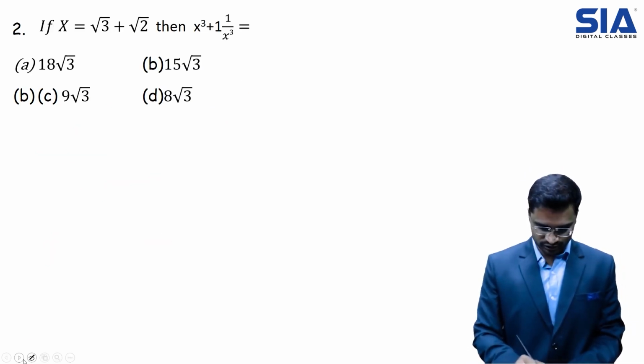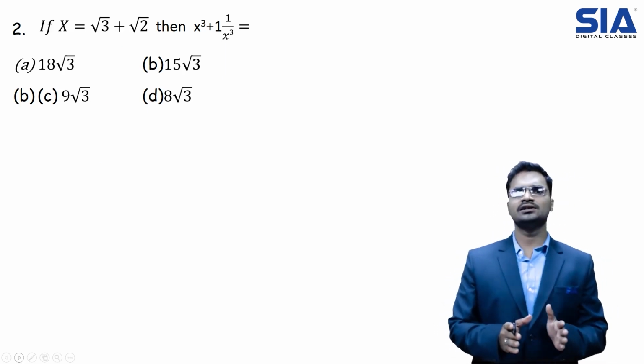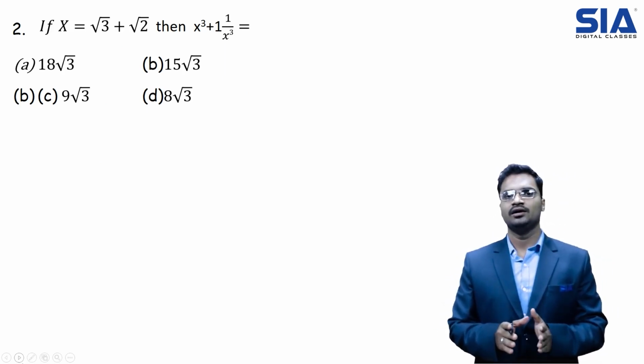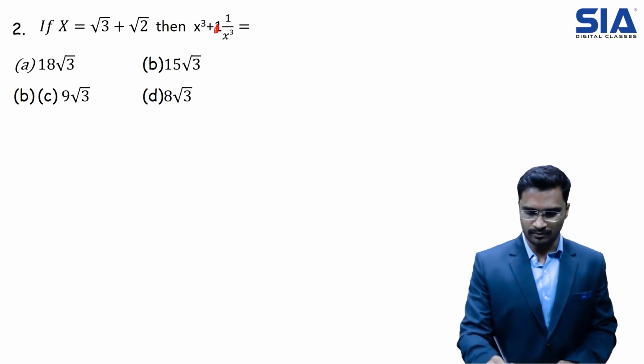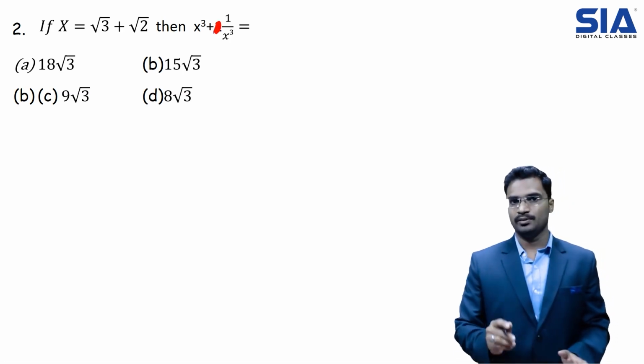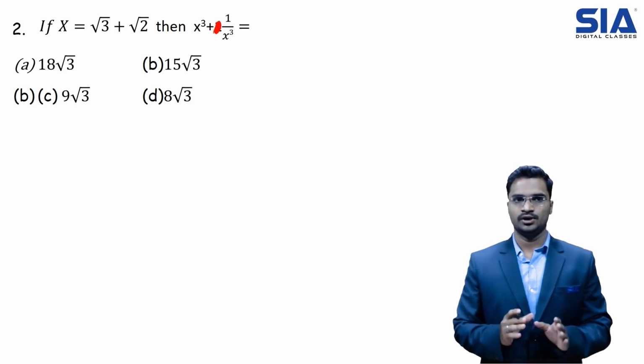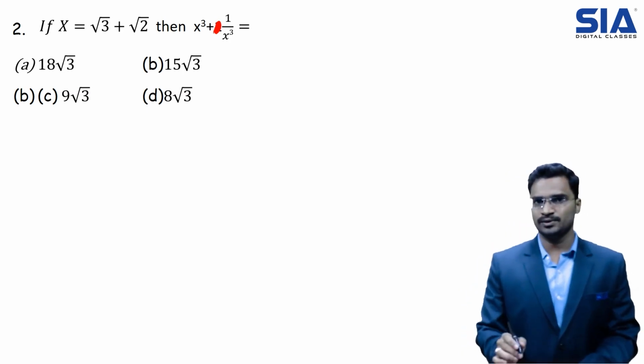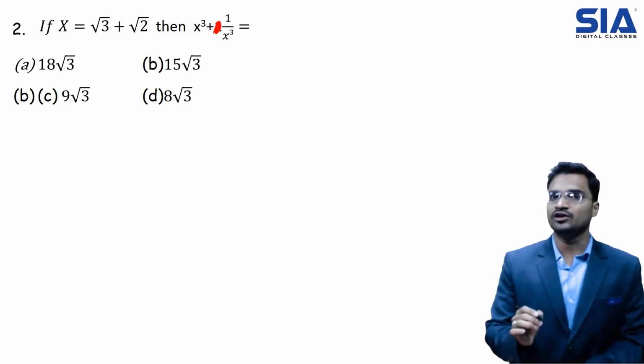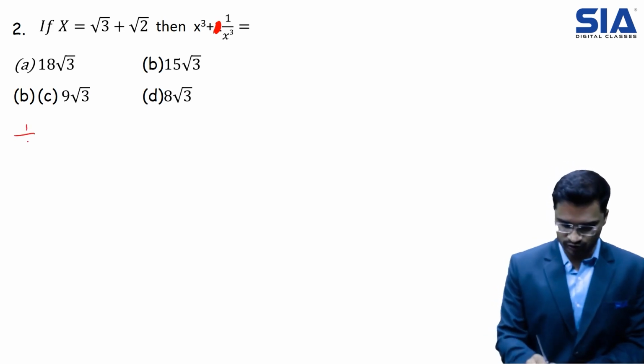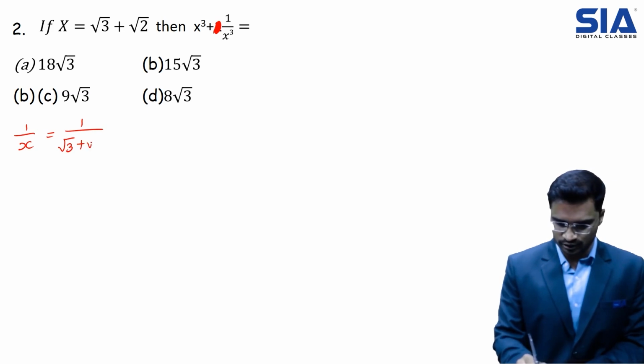Now coming to the next question. It says if x is equals to root 3 plus root 2, then x cube plus 1 by x cube. What is 1 by x? X cube plus 1 by x cube. Now if x is equals to root 3 plus root 2, let us find what is the value of 1 by x. So 1 by x is 1 upon root 3 plus root 2.